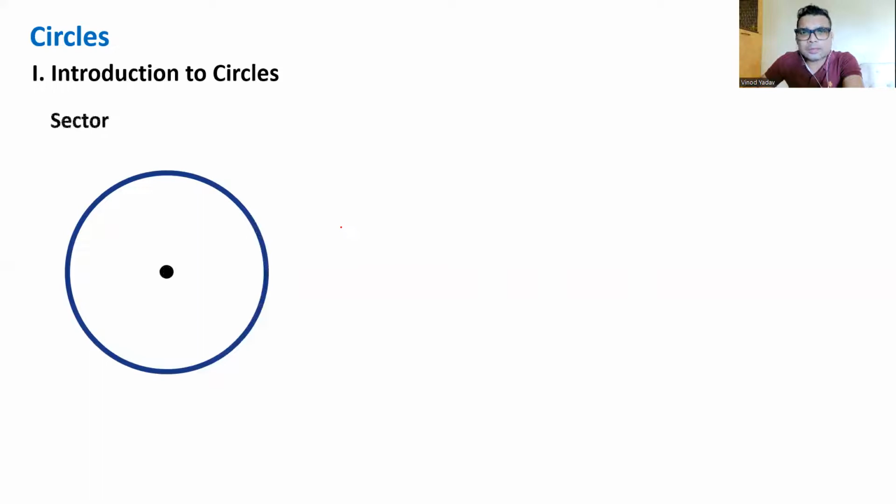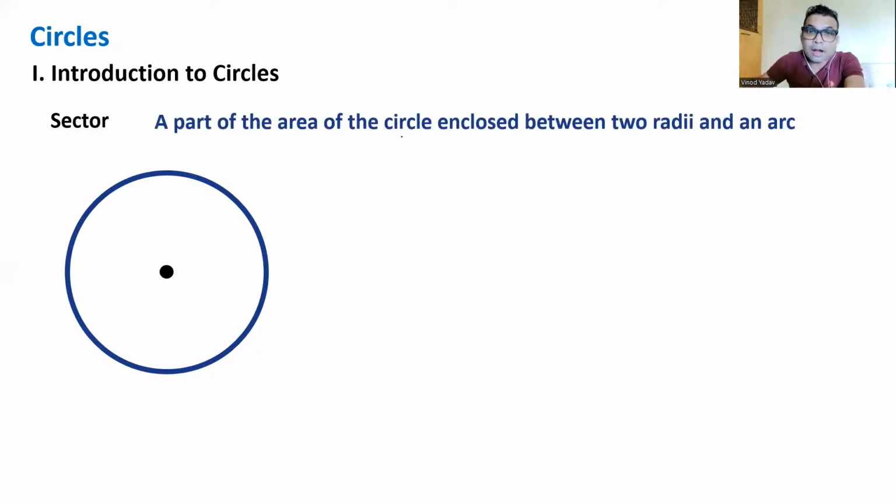Next is sector. You must have heard this word very often. And generally, in terms of the particular area, we say that that is area of sector number 24, that is sector number 12, something like that. So it is relating to area only. It's a part of the area of the circle enclosed between the two radii and an arc. See this?